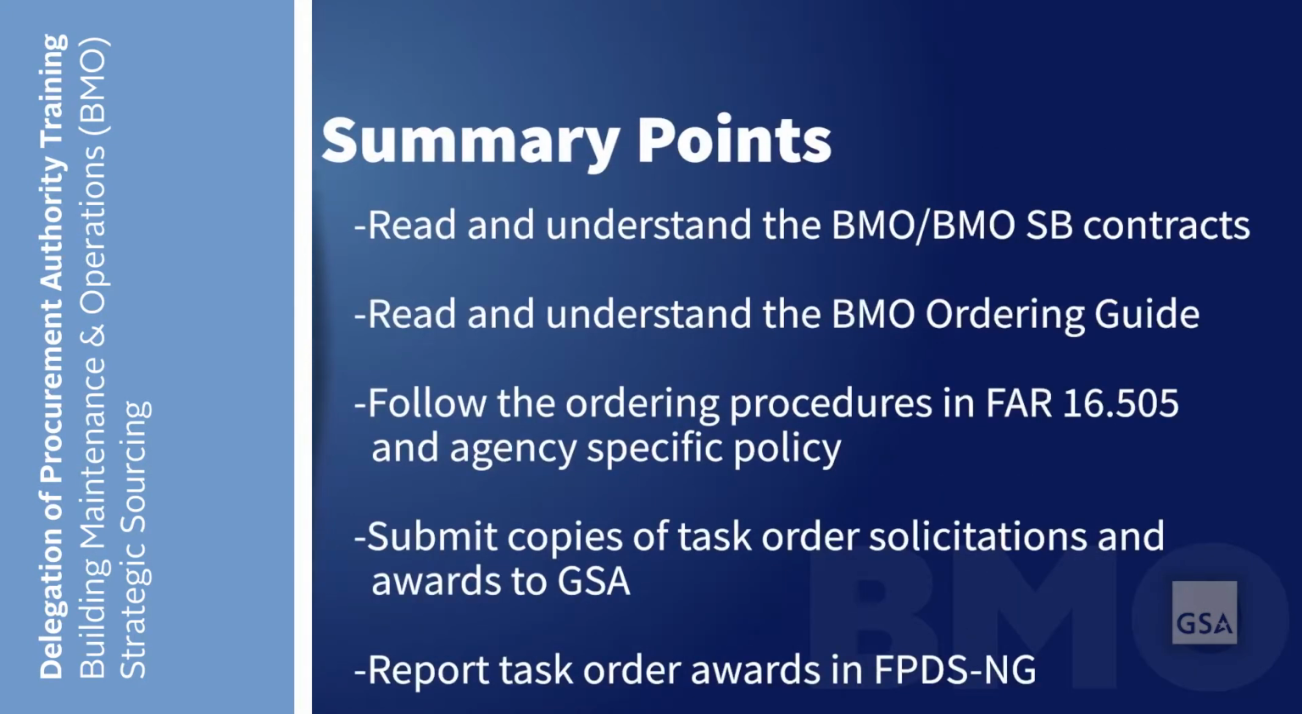We are nearing the end of our training program, and we'd like to offer some summary points. First, read and understand the BMO and BMO small business contracts. Read and understand the BMO Ordering Guide. Follow the ordering procedures in FAR 16.505 and any agency-specific policy. This is a reminder to submit copies of task order solicitations and awards to GSA, and report your task order awards in FPDS-NG.